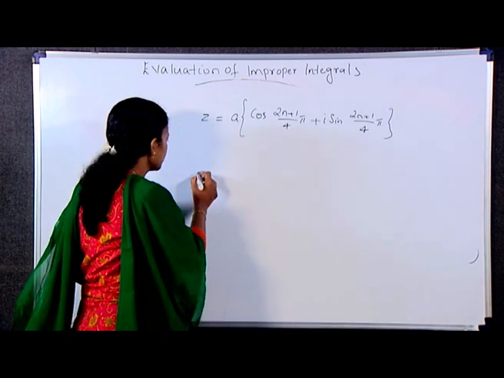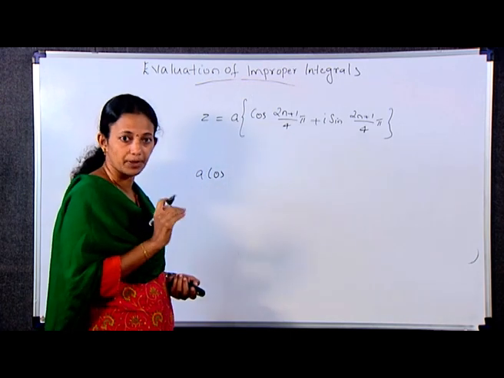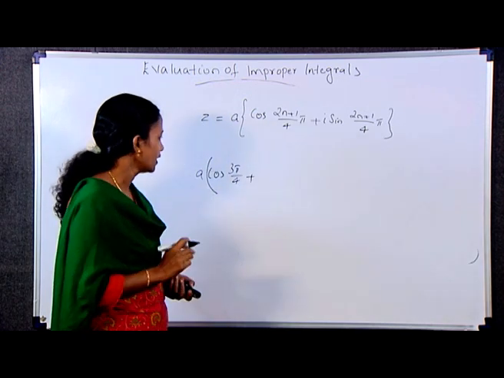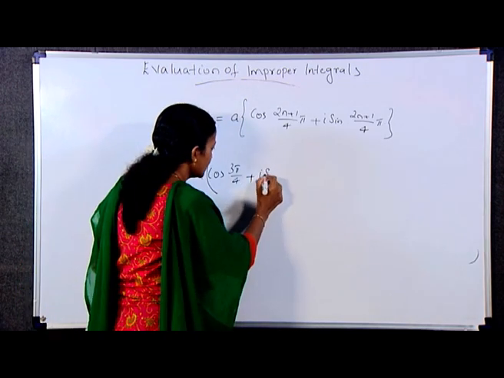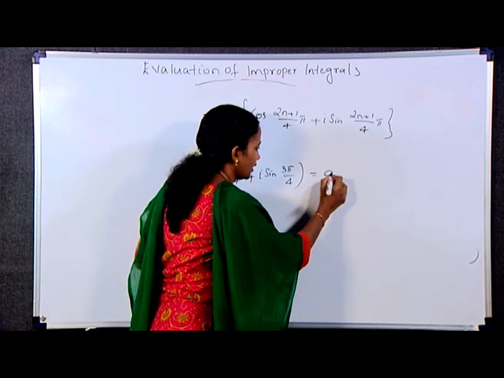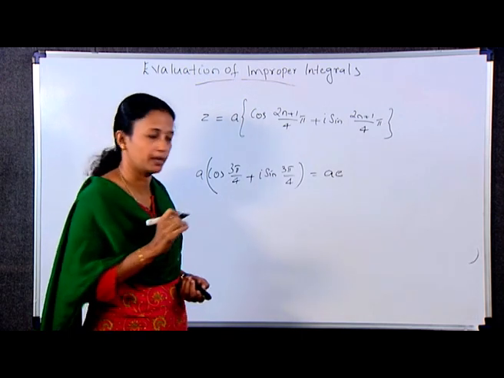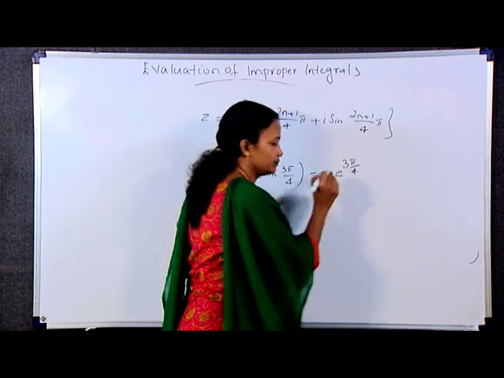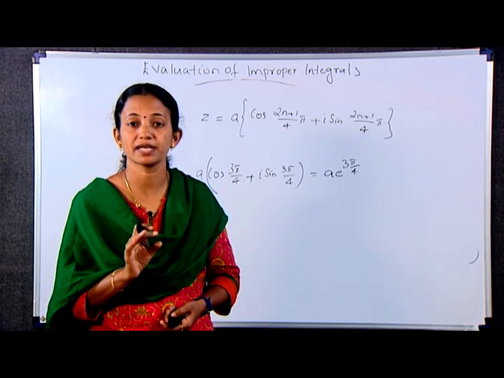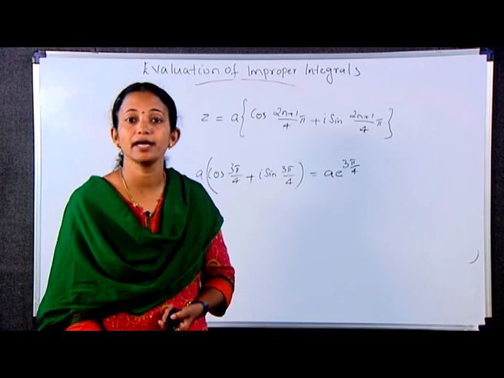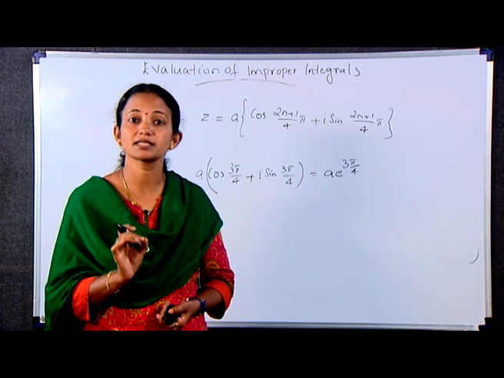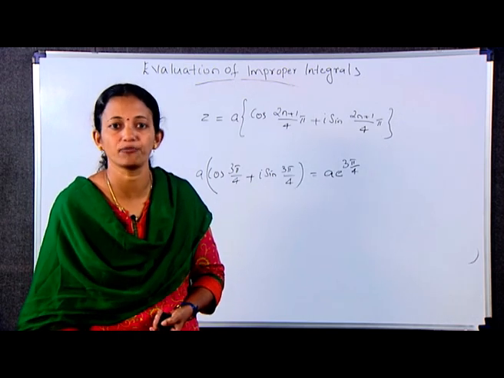That is, a into cos 3 pi by 4 plus i sin 3 pi by 4, taking a as a common factor, is equal to a into e raised to i 3 pi by 4. Then a into cos 5 pi by 4 plus i sin 5 pi by 4, and a into cos 7 pi by 4 plus i sin 7 pi by 4. The last two poles are not in the upper half plane.